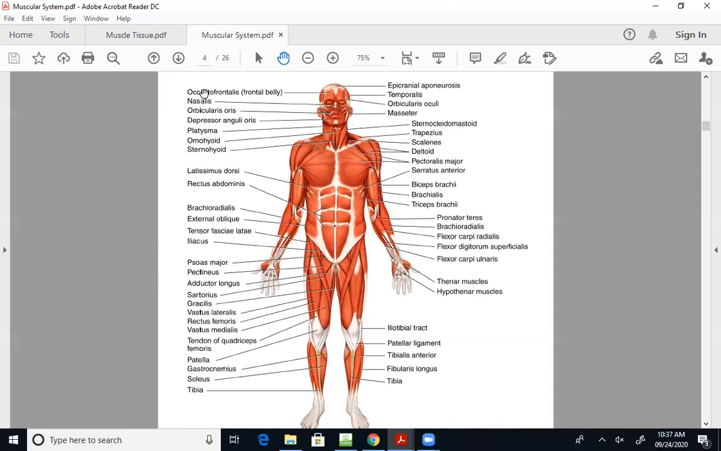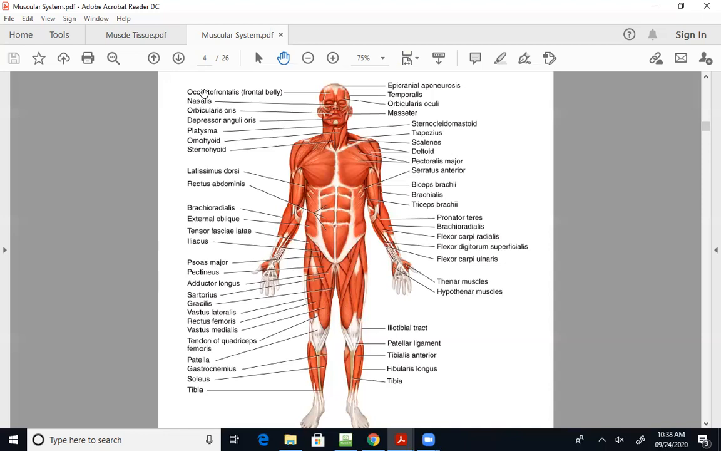On the right side of the page, starting at the top, the epicranial aponeurosis, the temporalis, orbicularis oculi, masseter, sternocleidomastoid, trapezius, deltoid, pectoralis major, serratus anterior, the biceps brachii. I'll skip those next two, although we will talk about those.